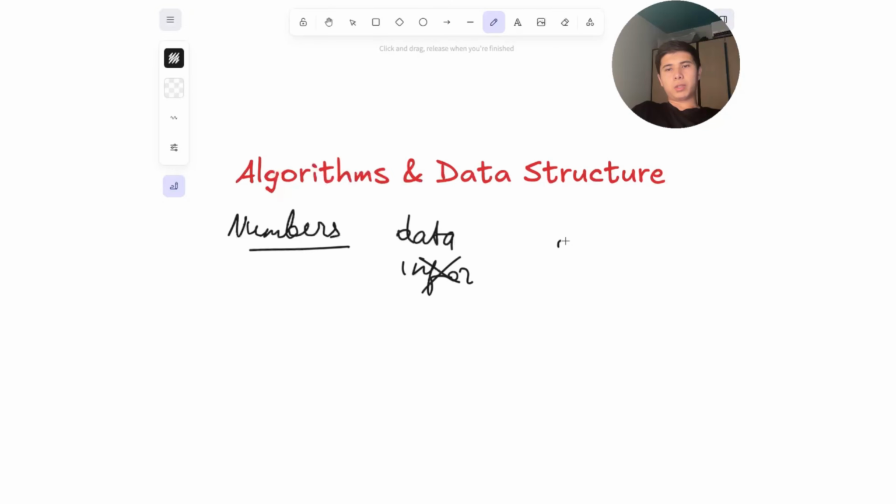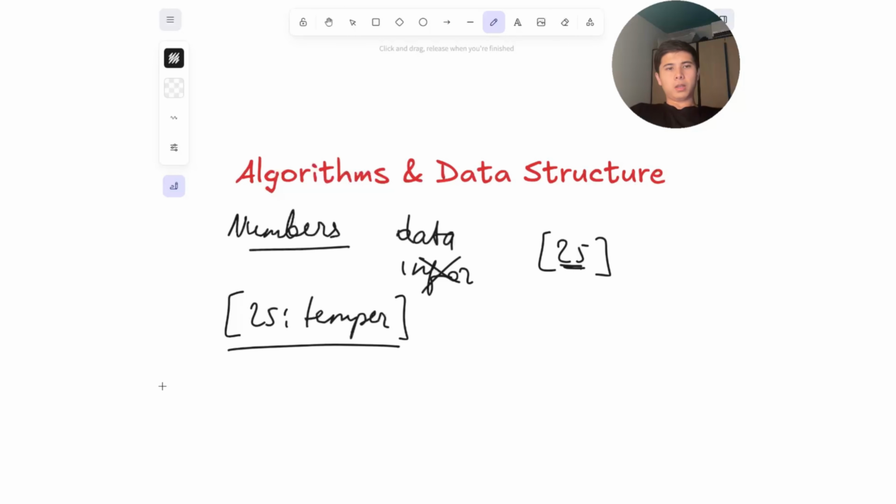For example, we have 25, this number. 25 is just data. We don't know whether it represents money, it may represent age, it may represent temperature or something else. However, when a number comes together with some kind of label or parameter, it becomes information. For example, 25, it is temperature. This is full information, because it represents the temperature's value.